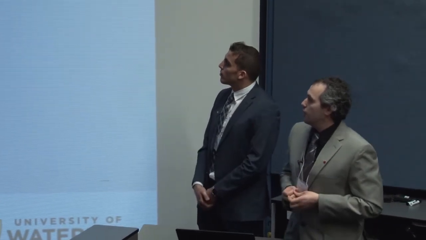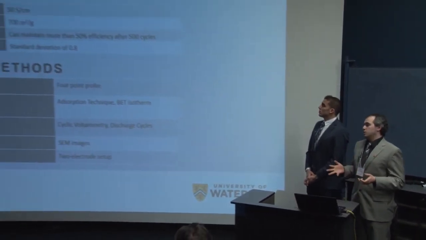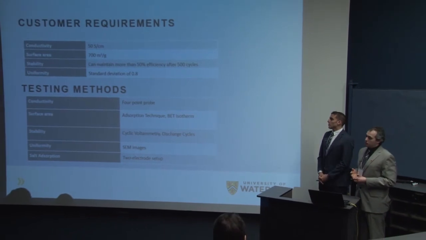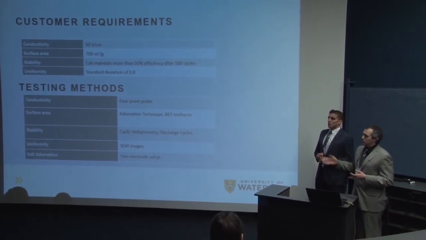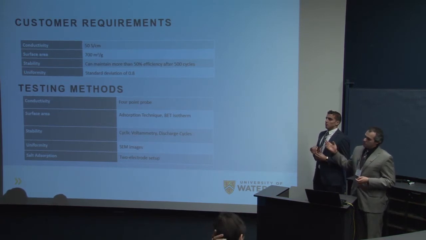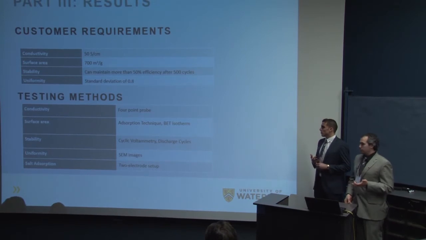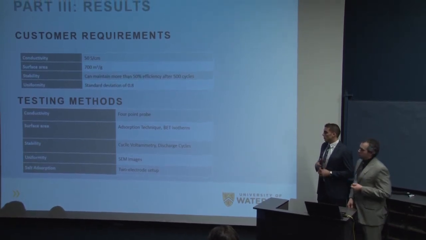These were some of the customer requirements that we had. We wanted to test conductivity: the higher the conductivity, the better your product. Surface area, obviously, for the porosity: the more surface area, the more electric double layers you can form, the better your product. And since you don't want to be replacing your electrode every day, you need stability of it for your product. So we decided to test around 500 cycles. And uniformity of your product is also important.